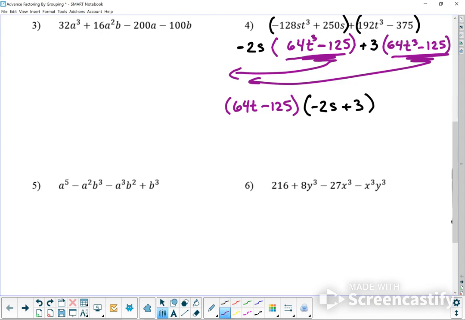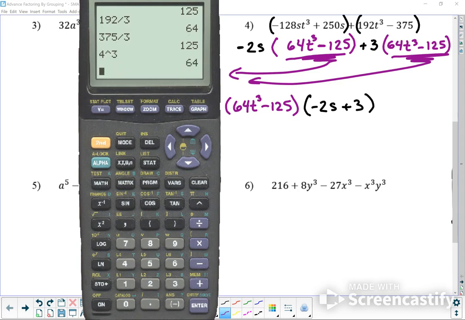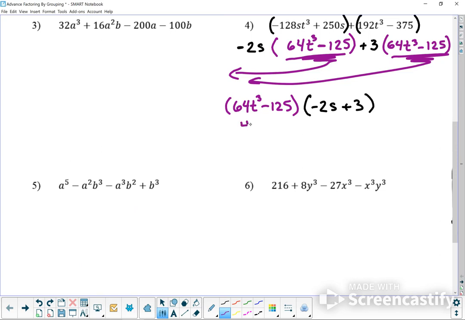Okay. Now this one, I forgot my little 3 here. This is actually going to be 64, I believe, which is 4 to a third. So let's see. 4 to a third, 64. And 125 is 5 to a third. Okay, so we can rewrite this as 4t to a third minus 5 to a third.